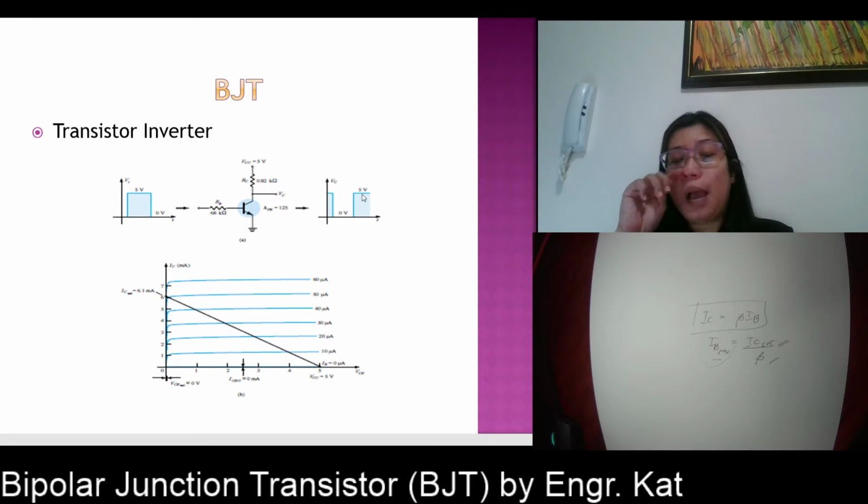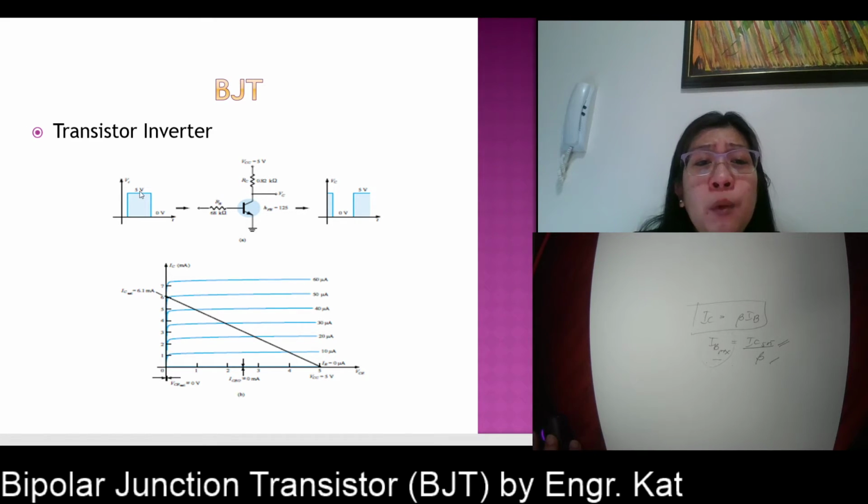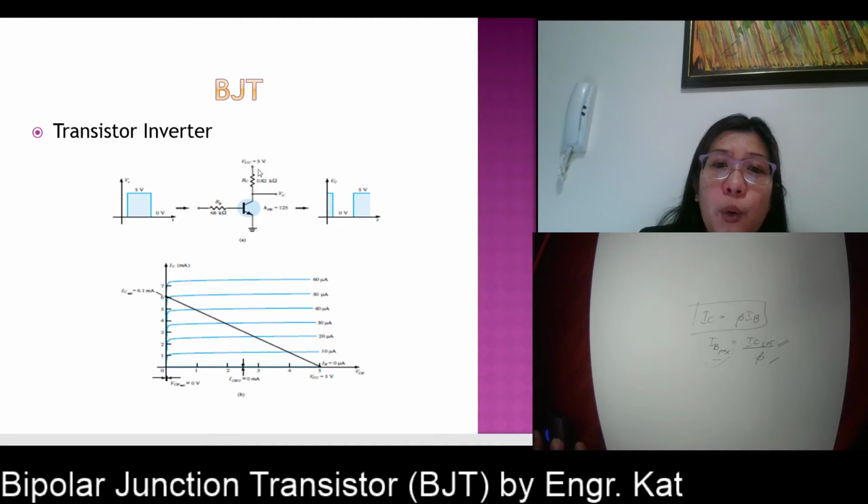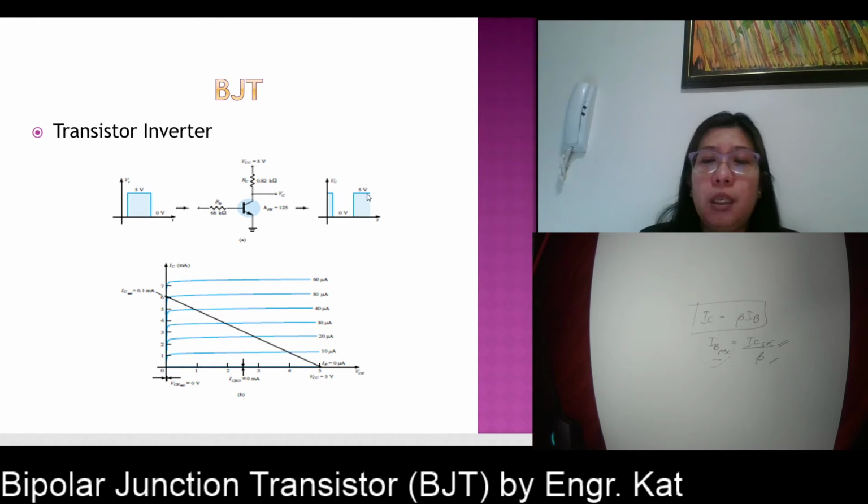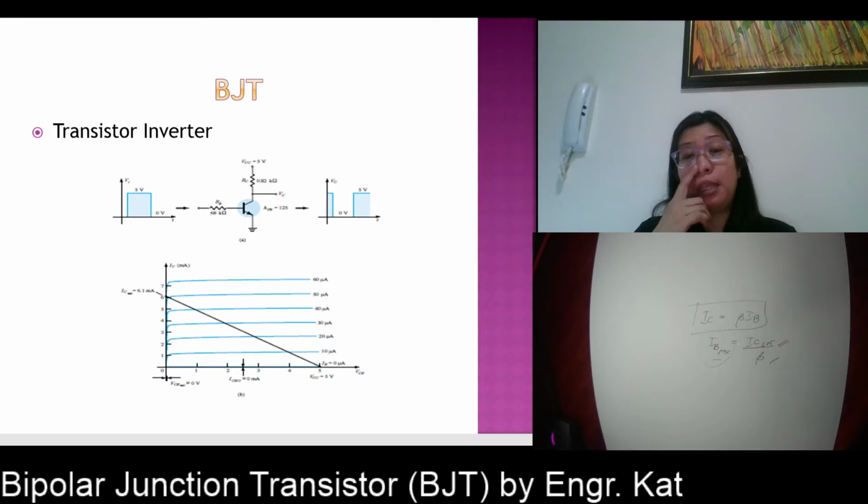Okay? So what happens when your input is equal to 5 volts? It is said to be saturated. So all of the voltage is across your RC, therefore our output is 0. But if your input is equal to 0, no current is flowing across RC, so therefore this is 0. Where is your VCC? Your VCC is across your VC. So the output is equal to 5. So you have an inverter.